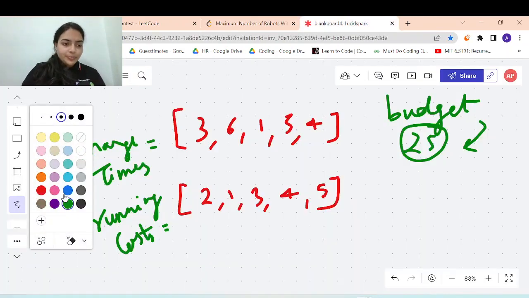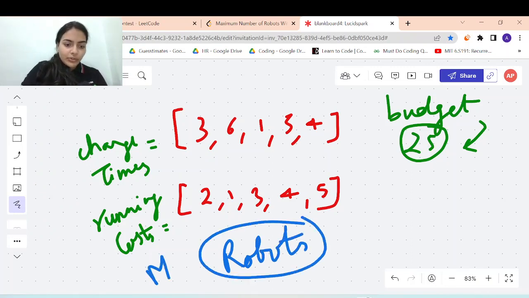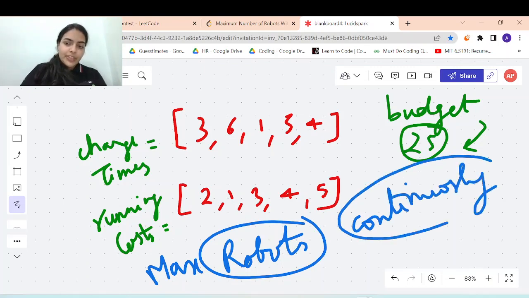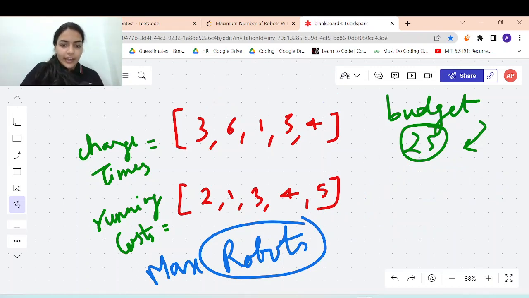Okay, so let us try to understand what they are saying. You have to try to pick up as many robots as you can. This is the aim of the question. You have to pick up the maximum robots. First thing. Second thing, you have to pick up robots continuously only. So you cannot pick one robot here, one robot here, one robot here. This is not allowed. You have to pick them continuously only.